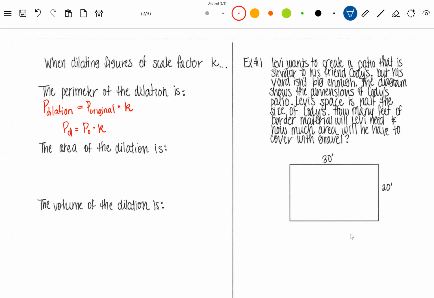The area of the dilation: remember on the square, whenever I dilated the square by 2, the area wasn't twice as big as the original area. It was 4 times as big. So the area of the dilation, you figure that out by taking the original area and multiplying it by the scale factor squared. So we could write it like this.